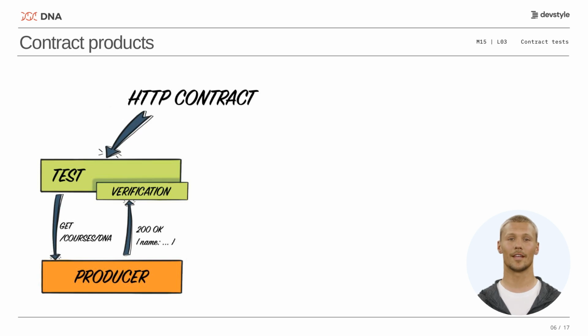The first artifact of our contract, in this case HTTP, is an automatically generated test of the producer's part, that is the server. What it is doing: a GET request on /courses/DNA, obviously with the proper headers. The server responds. This test verifies that the answer is correctly structured.